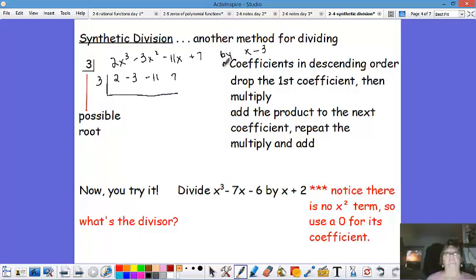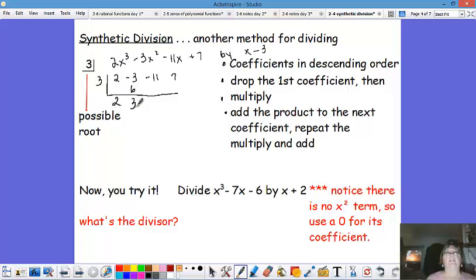And the rules say drop the first coefficient. So here's the first step. Here's the second. Drop the first coefficient, so 2 comes down to the bottom. It says then multiply. What you multiply by is the divisor. 3 times 2 is 6. The next step says add the product to the next coefficient. So 6 plus negative 3 is 3.